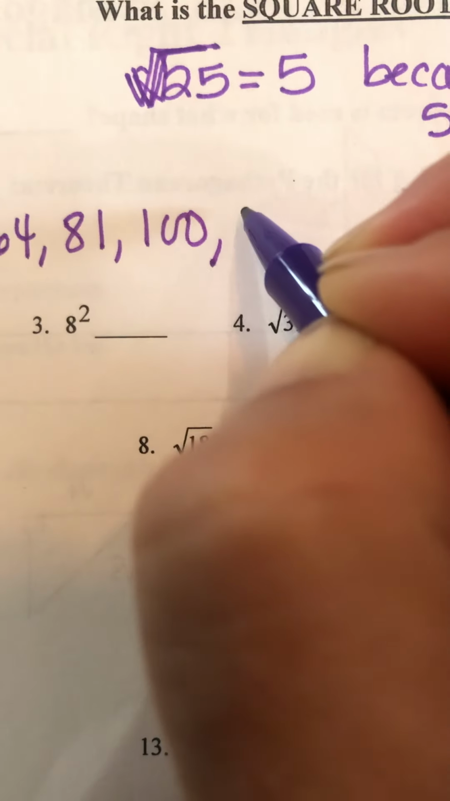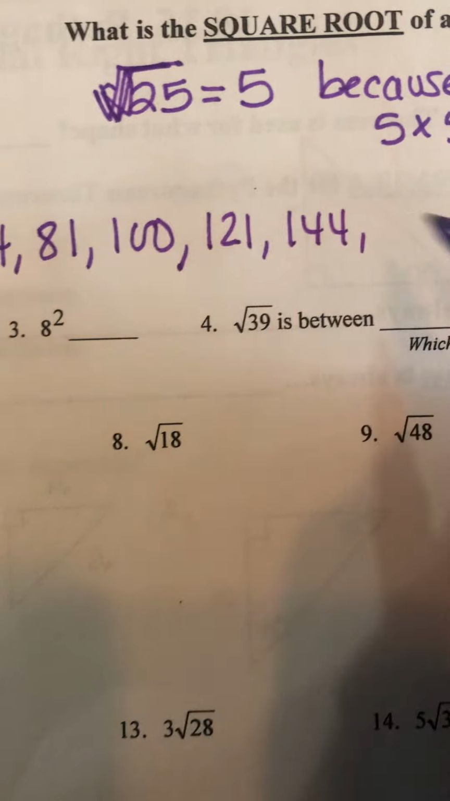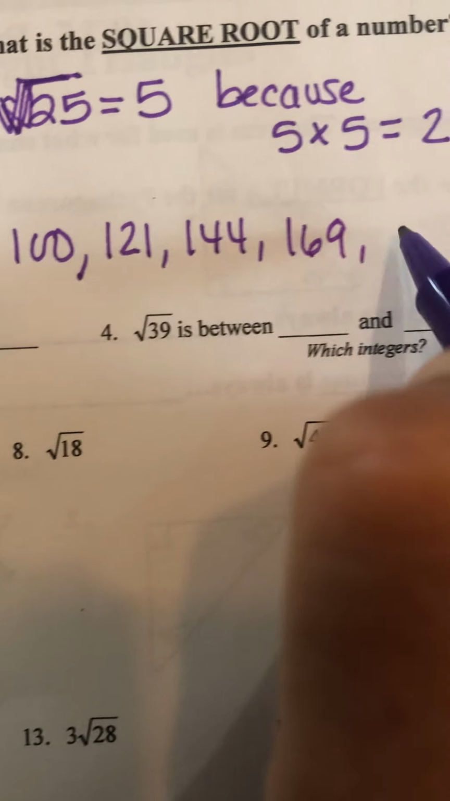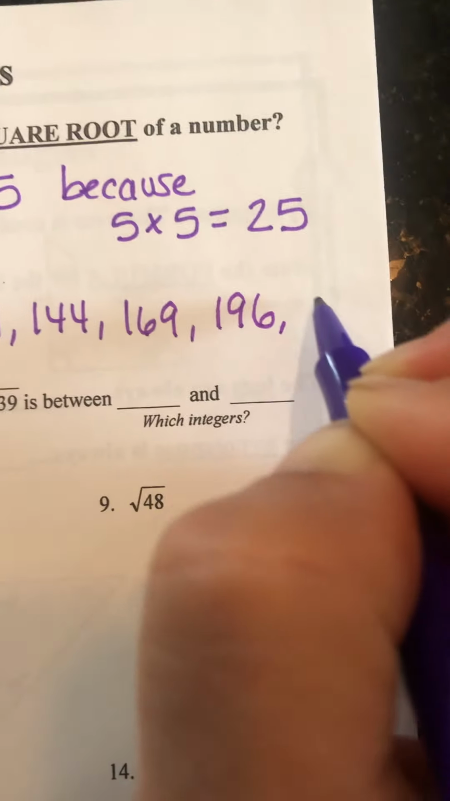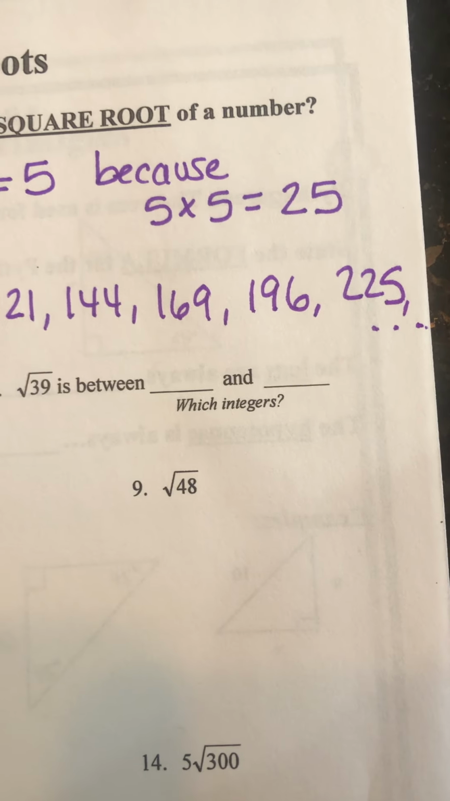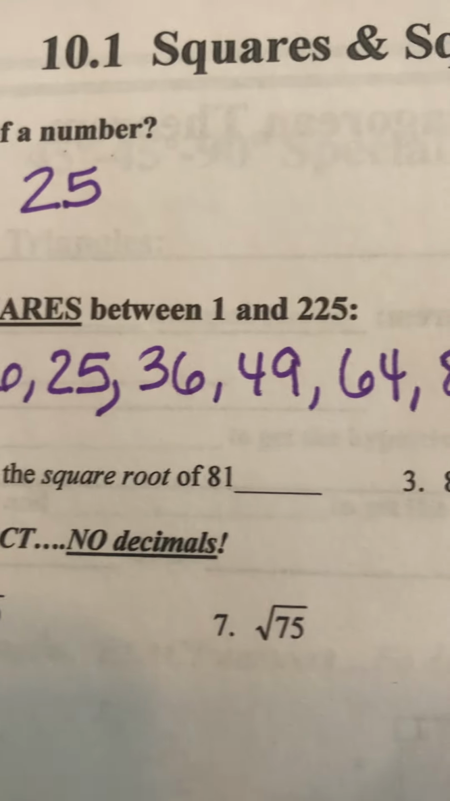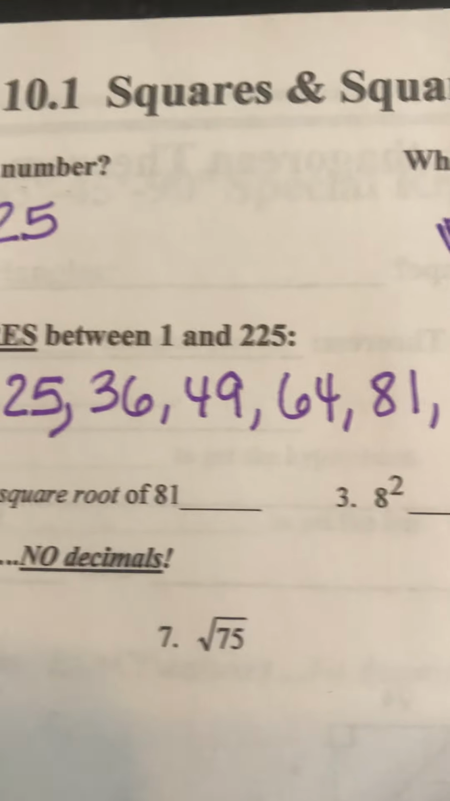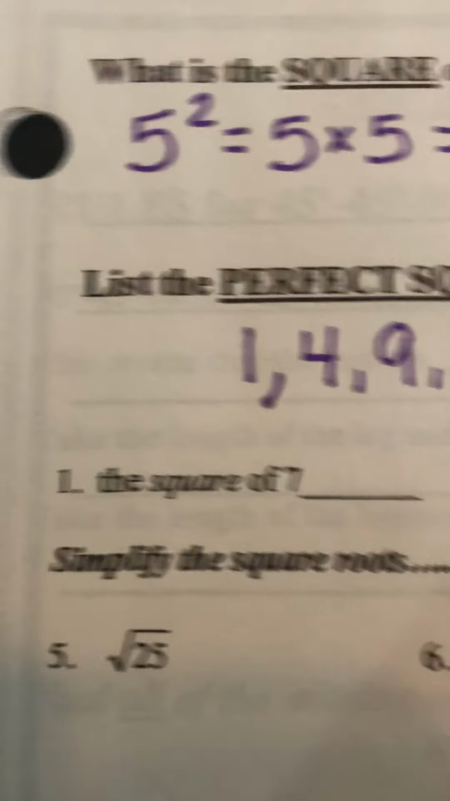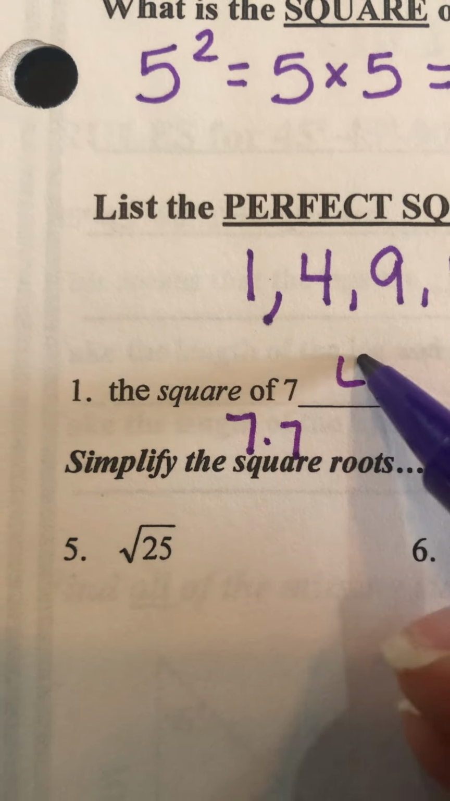And then these are some of your lesser known perfect squares. 11 times 11, 12 times 12, 13 times 13, 14 times 14, 15 times 15. Because we can still keep going. But the main ones we really want to know are these perfect squares down here, the ones that are less than 100.